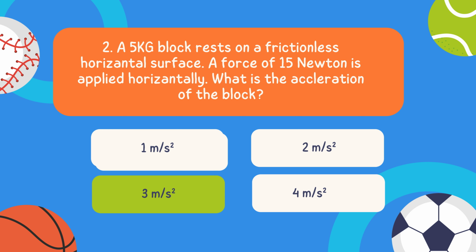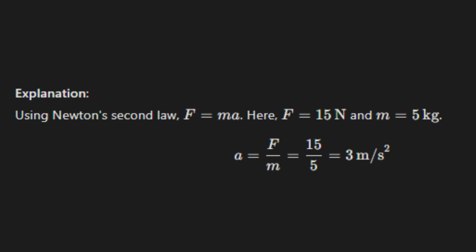Correct answer is 3 meters per second squared. Using Newton's second law, F equals ma. Here, F equals 15 Newton and m equals 5 kg. a equals F by m, which is equal to 15 by 5. Answer is 3 meters per second squared.